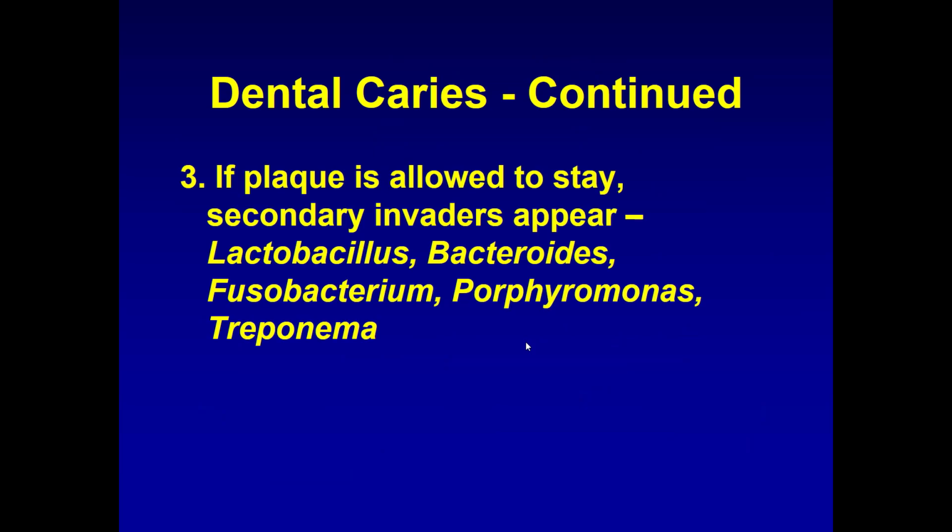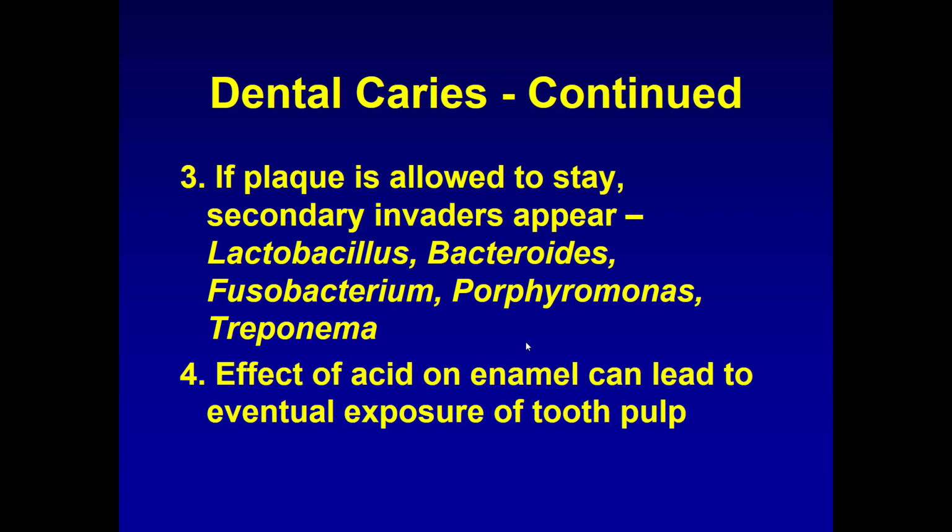So if plaque is allowed to stay, then more secondary invaders will appear, including things like lactobacillus, bacteroides, fusobacterium, porphyromonas, treponema. You don't have to know all those names, but I do want you to know it's a rather complex system. So the effect of the acid on the enamel can lead to eventual exposure of tooth pulp. Now that's very, very bad. You don't want your teeth to be broken down that far.